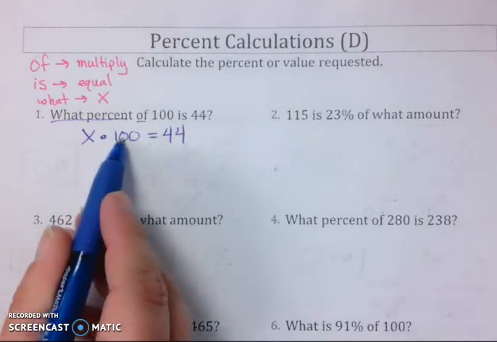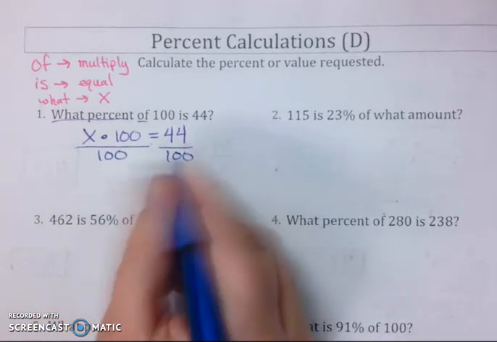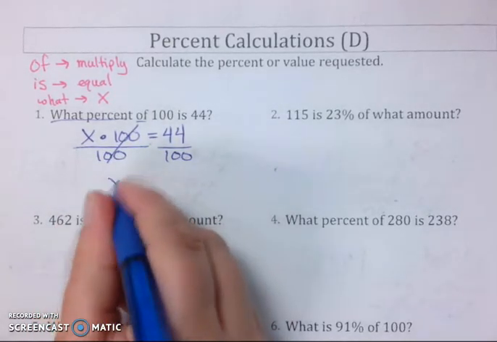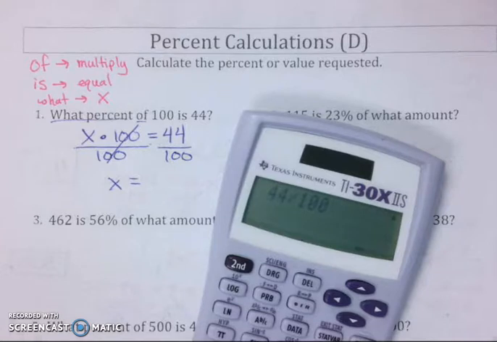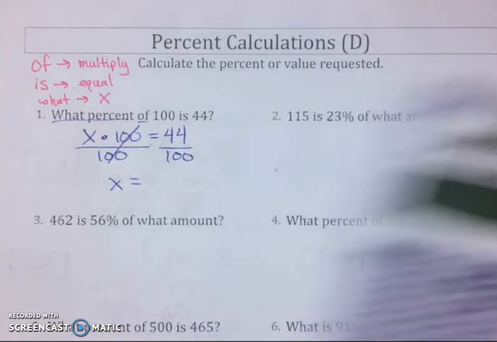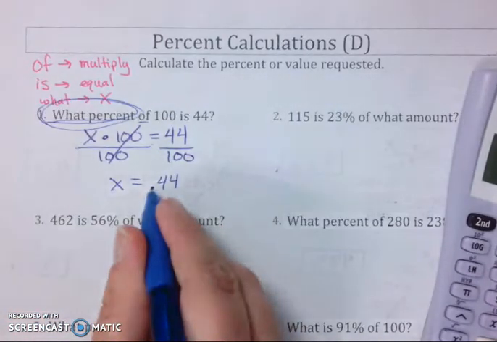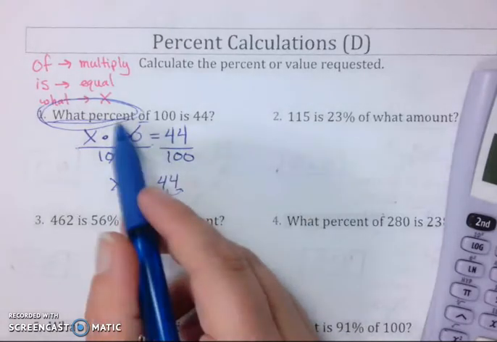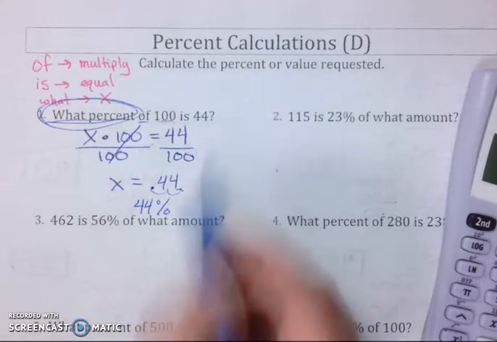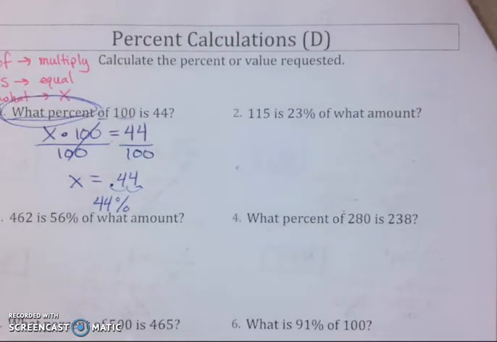So x times 100, undo multiplication, you have to divide by 100. What we do to one side, we do to the other. These cancel, and you take 44 divided by 100. And you're going to get in your calculator 0.44. So remember, if I'm asking for what percent, you move the decimal over twice, and you get 44%. Because think about it. What percent of 100 is 44? 44% makes sense, not 0.44. That would be way too small. So be careful if it's asking for a percent. You got to move the decimal.